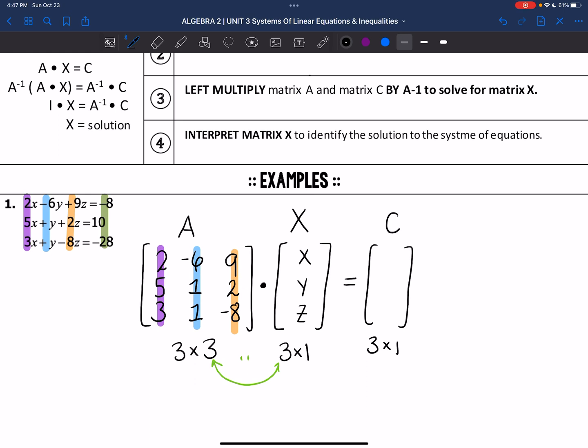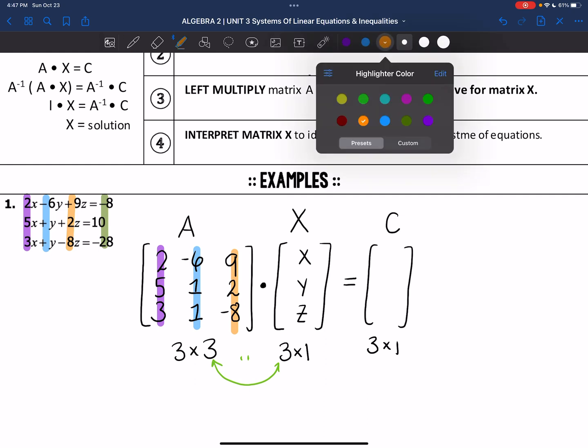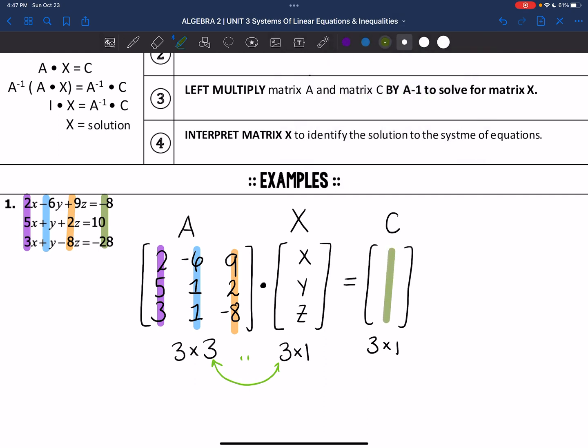That is our coefficients. And those coefficients are what we highlighted. It is what each of those equations is equal to. The first, -8, 10, and -28.